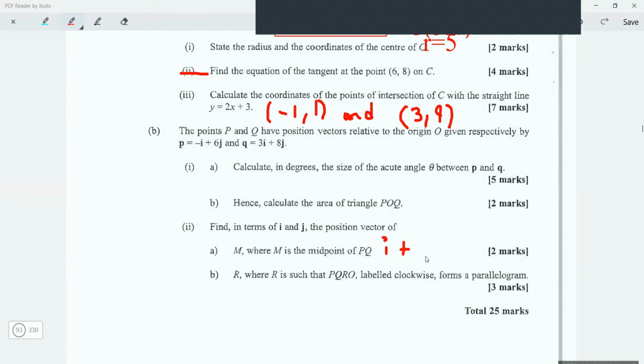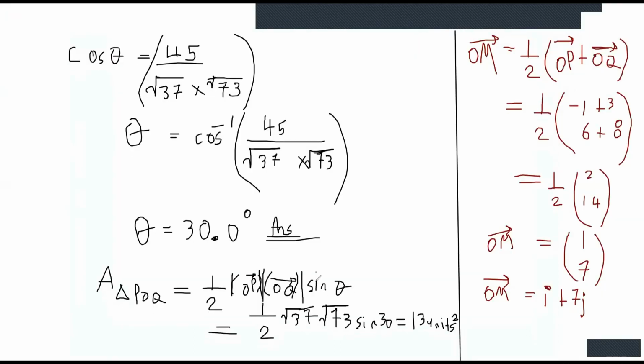Sorry, the formula for area of a triangle is half ab sine theta, right? Yes, half ab sine theta. So you put the actual points. It's the magnitude, a and b are the magnitudes. So it's the magnitude of the vector OP, the magnitude of the vector OQ. This is your a, this is your b, times the sine of the angle between them. Cool with that? All right.